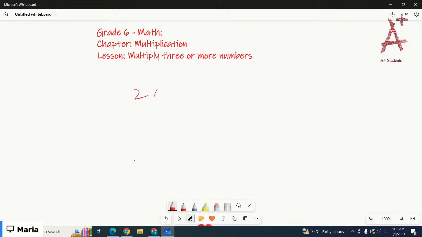Okay, the next one is 2 times 2 times 4. So which is the correct option? Let's make a group of two numbers. 2 times 2 is 4. You are again left with two numbers. So 4 times 4 is 16. So the correct option is 16, right?